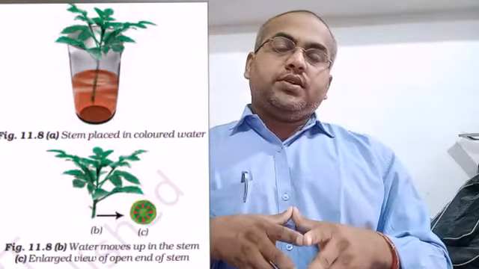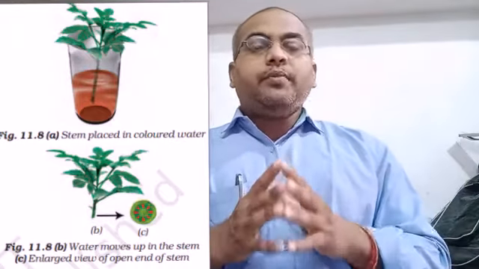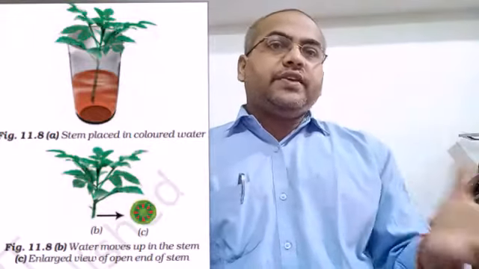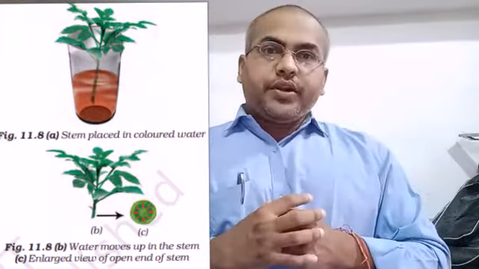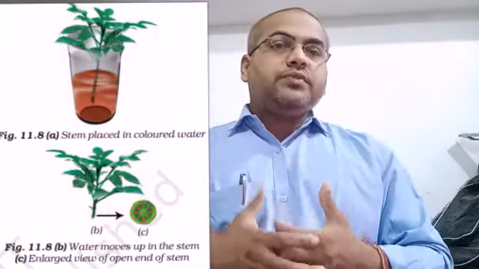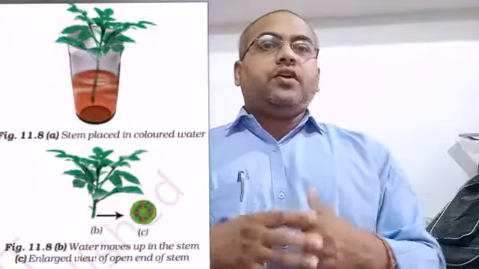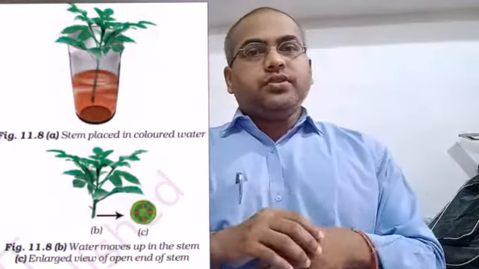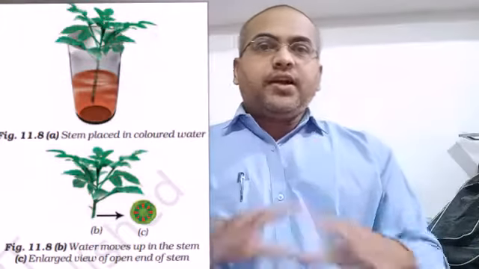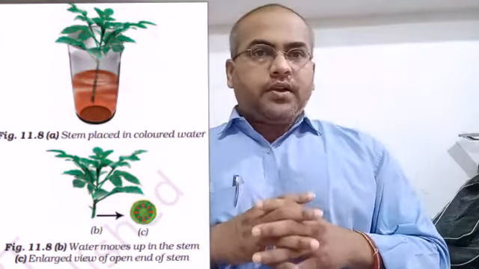So class, I hope you are able to understand the role of the root, that is to increase the surface area to absorb water and nutrients from the soil. The role of vascular tissue, that is xylem and phloem: xylem forms a continuous network of channels which carry water and nutrients to the entire body of the plant. Then phloem takes the prepared food and transfers it to the entire body of the plant.